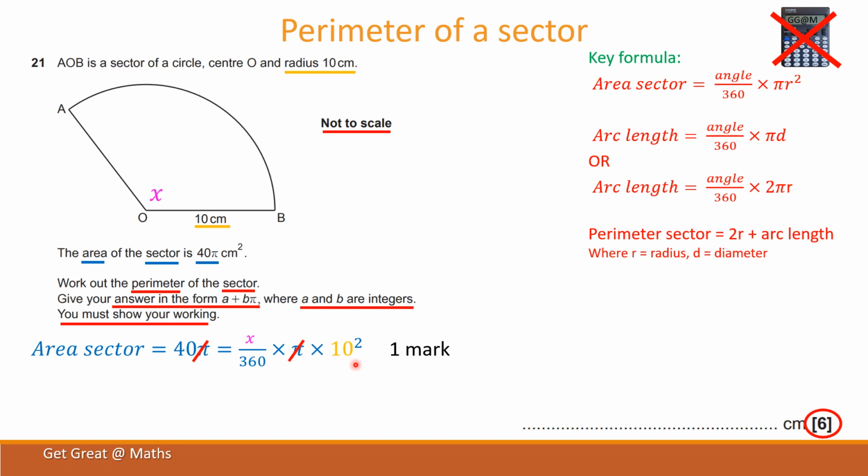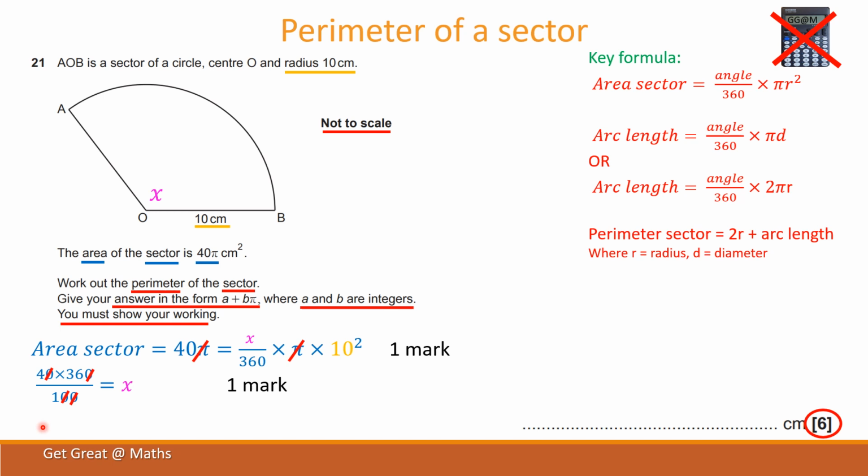So I'm going to get rid of the times by 100. I'm going to divide by 100. So if you wrote 40 times 360 over 100 or equivalent, that will give you a mark. For writing out the formula for the area of the sector, putting them equal to each other is a second mark. Now from here, both the numerator and denominators have got zeros.